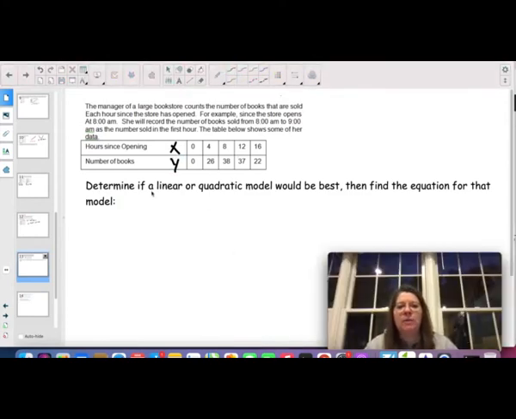It says determine if a linear or quadratic model would be best, and then find the equation for that model. So go ahead, pause the video, see if you can get this one on your own. Put these numbers in Desmos. You determine whether a curve or a line of best fit would be the best answer, and then find that answer, and we'll come back and check it in just a few minutes.